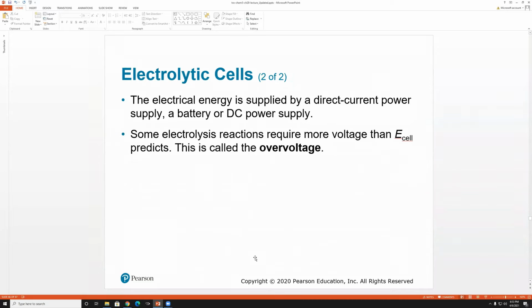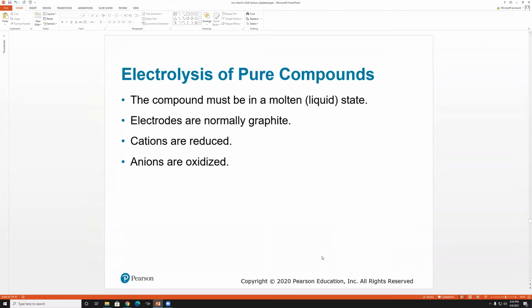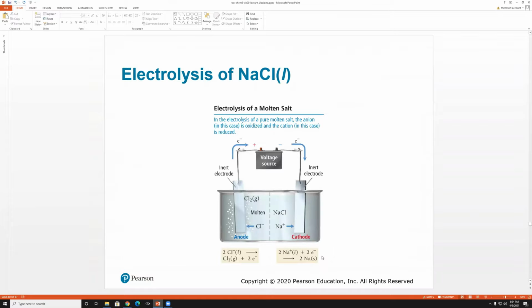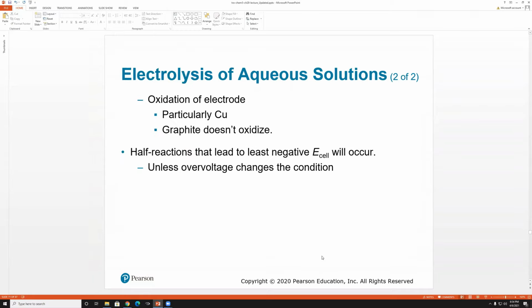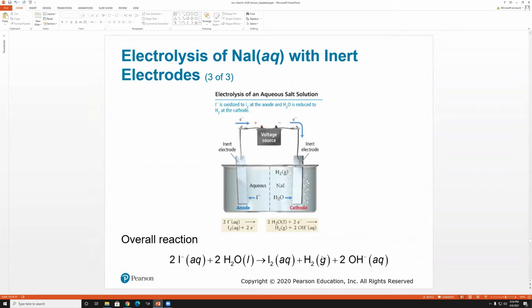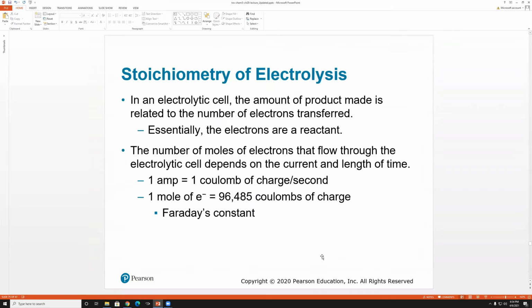So here's the differences of that. Some electrolytic reactions require more voltage than the equations predict. And this is where we see our DC power supply. Any device that needs a DC power supply that plugs into the wall has electrolytic cells in it to power it. So you need external energy. Electrolysis of NaCl. You can use it to mix or to separate compounds. And then the rest of it is not really too important, it's more specific types of cells.